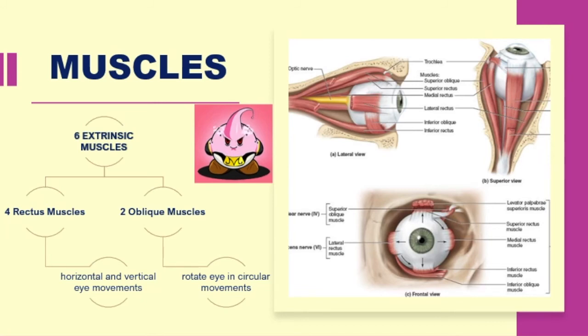Then you have your lateral rectus. Your lateral rectus would allow your eyes to look outward. When I say outward, that will again be towards your temporal side. Okay, and this one is innervated by your abducens. Then you have your medial rectus. Your medial rectus would allow your eye to look inward toward the nose.